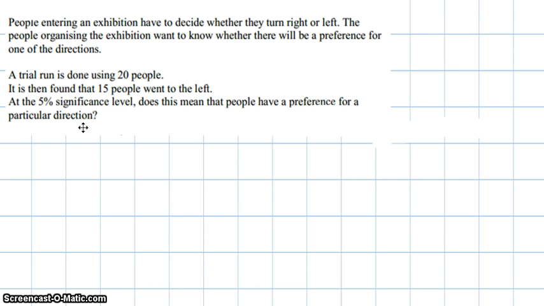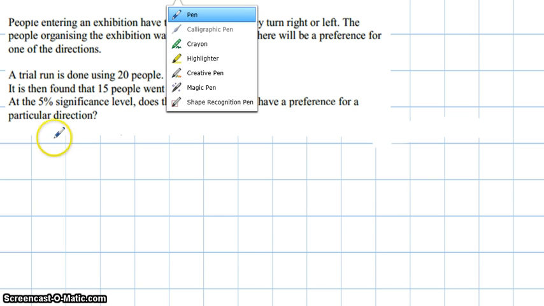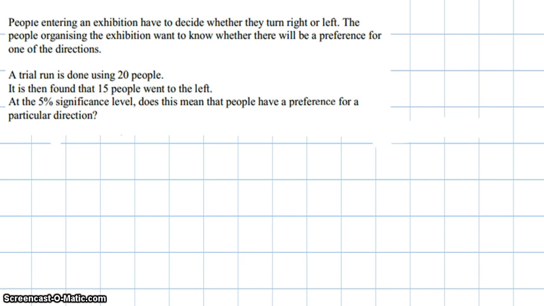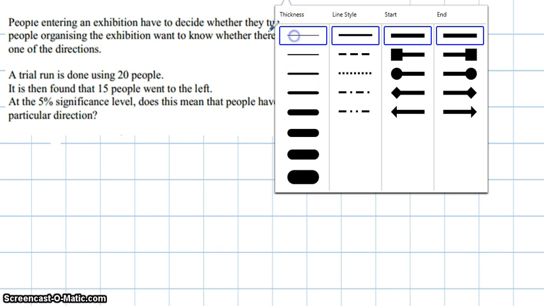So now the preference may be in either direction. It doesn't say right or left. It doesn't therefore negate people went to left. So we therefore have a situation where we've got a two-tailed hypothesis test to conduct. So let's set one up.